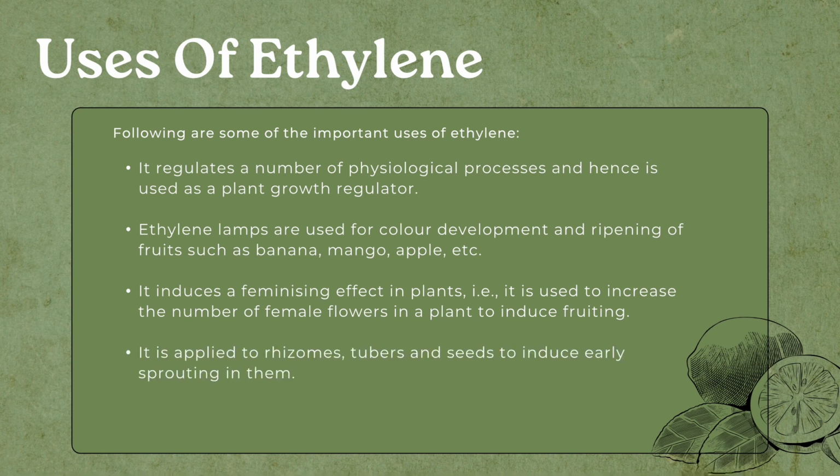Number 4, it is also applied to rhizomes, tubers, and seeds to induce early sprouting in them. So as I have said, ethylene induces the growth of plants. So it is used as an inducer to sprout the rhizomes, tubers, and other seeds.